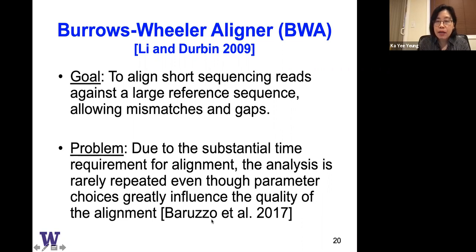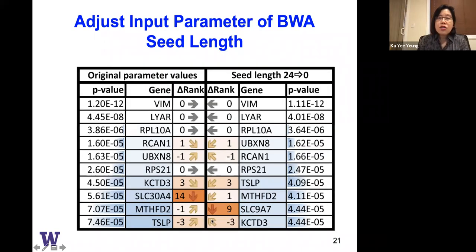In Barroso et al.'s 2017 paper, they used simulated data to demonstrate how changing the alignment input parameters can really change the quality of the alignment results. So here, before we present our tools and methods, we want to illustrate the importance of improving performance.